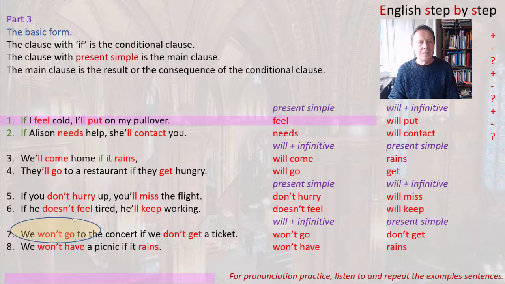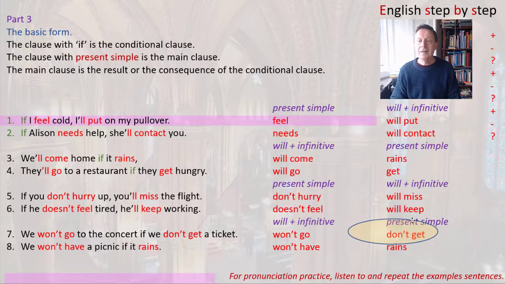And the next one is the main clause first. We won't go to the concert if we don't get a ticket. So there you have will changes to won't in the negative and then present simple don't get in the conditional clause. Next one. We won't have a picnic if it rains. Won't have, rains. So there you have the basic structure of present simple and will plus infinitive in first conditional sentences.